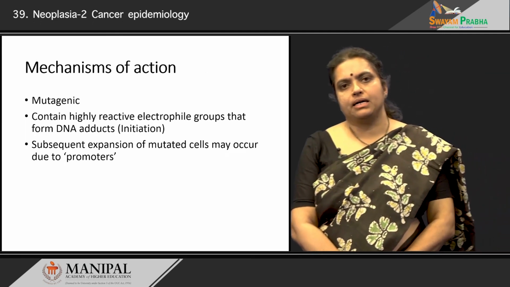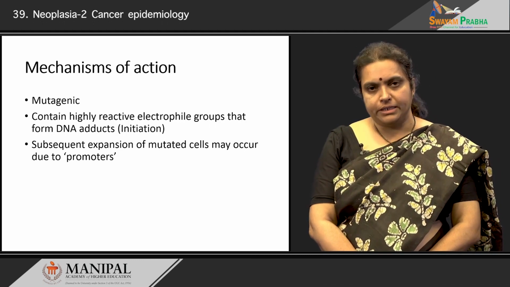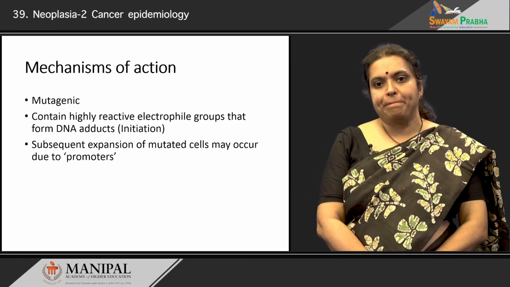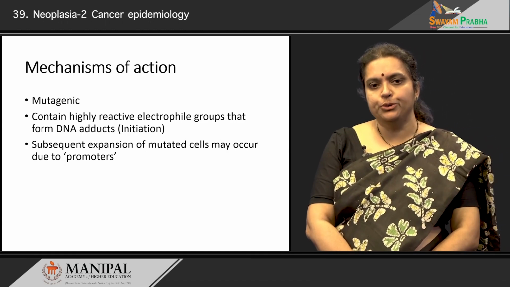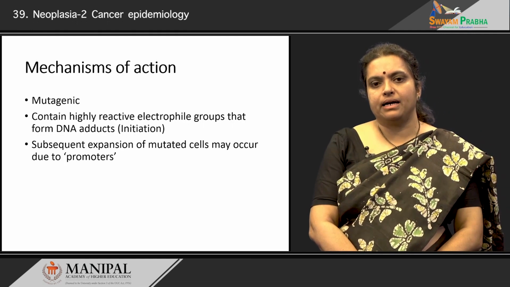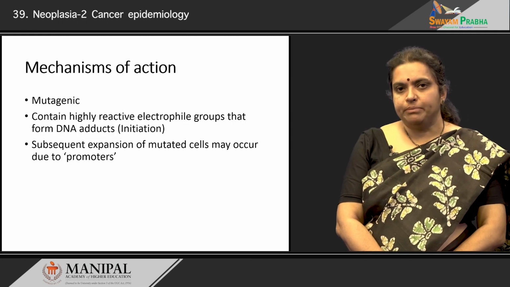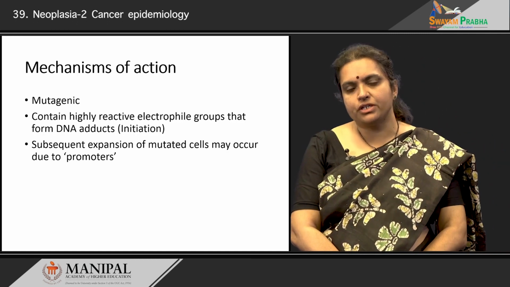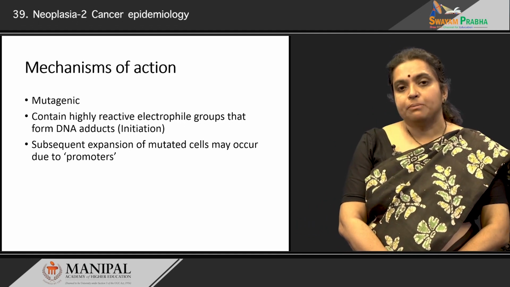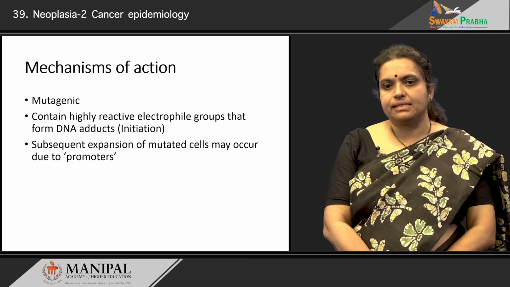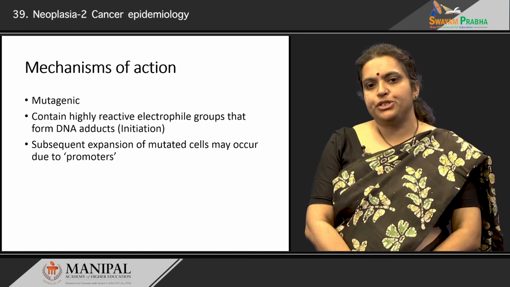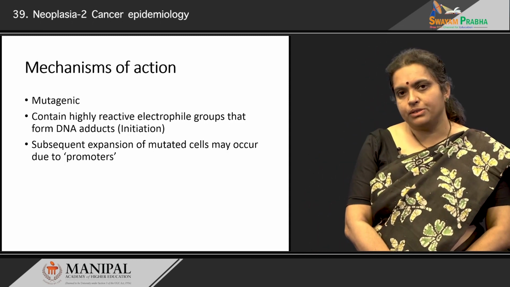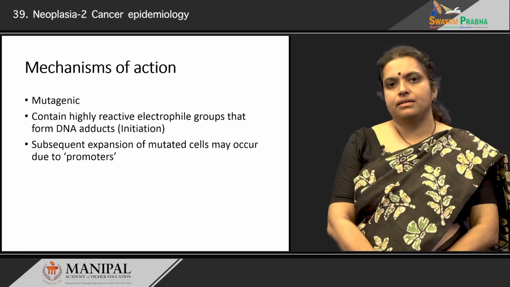Now, how do these chemical carcinogens cause the development of cancer? As I already mentioned, they are mutagenic. That means they cause a mutation in the gene, and they contain a highly reactive electrophile group that combines with the DNA, forming a DNA adduct. And this process of the chemical combining with the DNA of the cell and forming an adduct is known as the initiation phase of chemical carcinogenesis. Subsequently, these initiated cells expand and may develop into the tumor due to other substances which are known as promoters. So, there are two phases in which chemical carcinogenesis occurs. The first is initiation and the second is promotion.